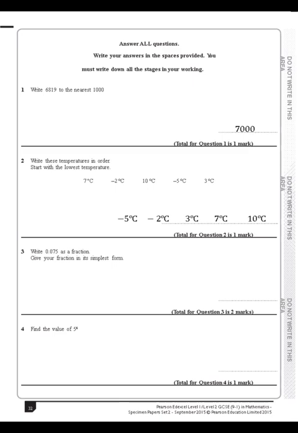Question 3. Write 0.075 as a fraction. Give your fraction in its simplest form. If you insert 0.075 into your calculator, it already gives you the simplified fraction, 3 out of 40.